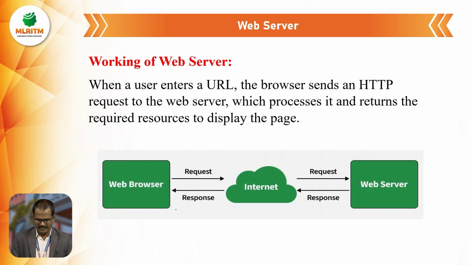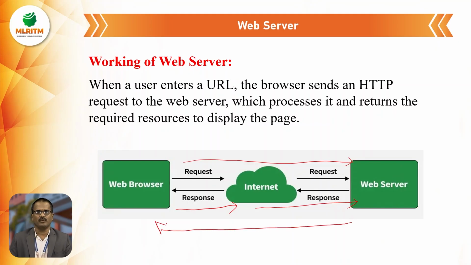When a user enters the URL, that URL is in the form of an HTTP request that is sent to the web server. So the HTTP request is sent through the internet from the web browser to the web server. Whenever the HTTP request is received, the web server generates the HTTP response and sends it back to the web browser. Then the web browser, after receiving this HTTP response, displays the information to the user. This is how a web server works. Whenever a particular HTTP request is received from the browser, it will generate the HTTP response and send it back to the user or web browser.